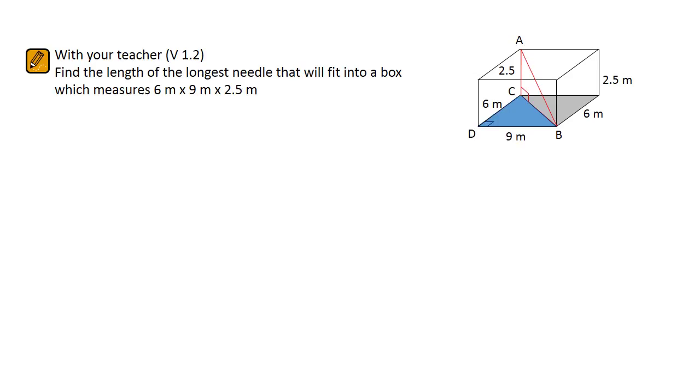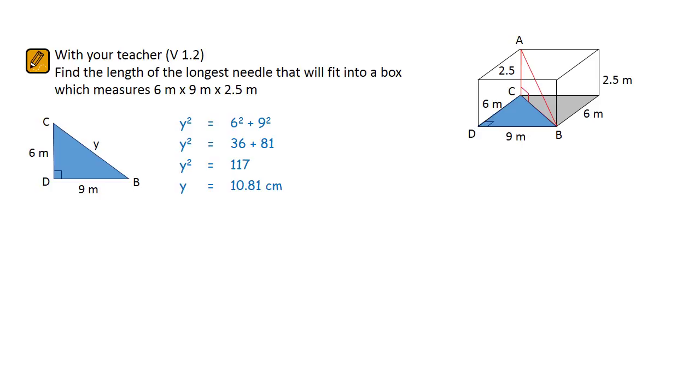Start by looking at that blue triangle. It measures 6 meters by 9 meters. We can work out its hypotenuse y. y squared equals 6 squared plus 9 squared. Do a little bit of work and come up with y equals 10.81.